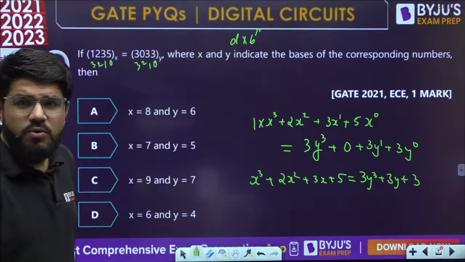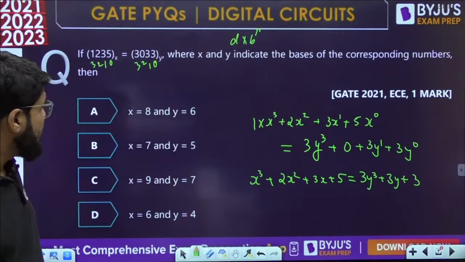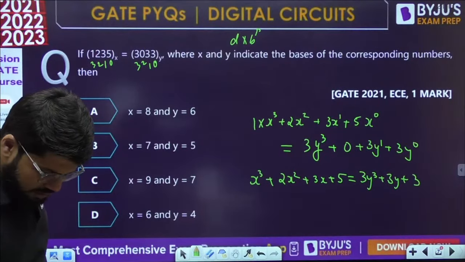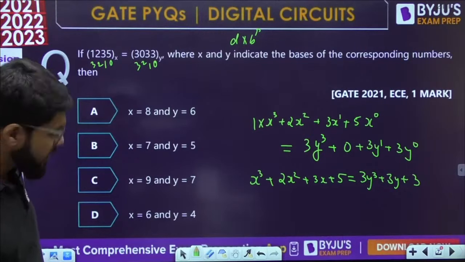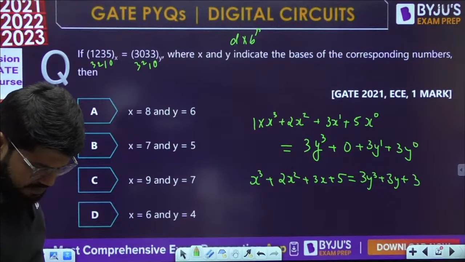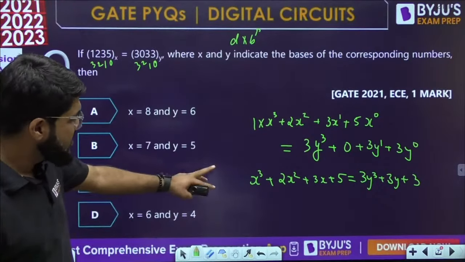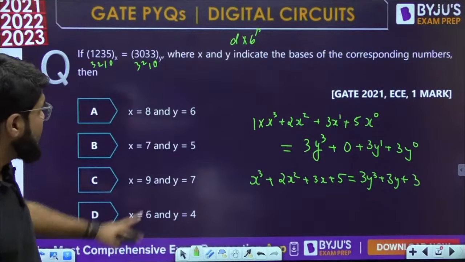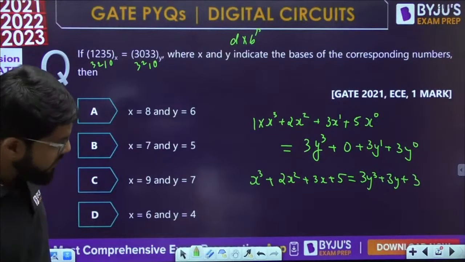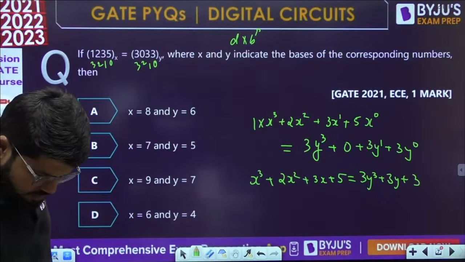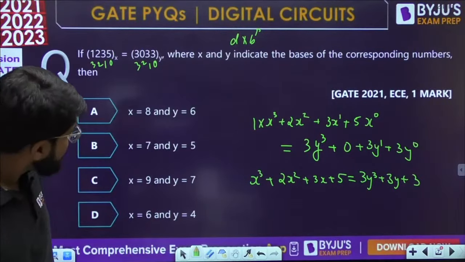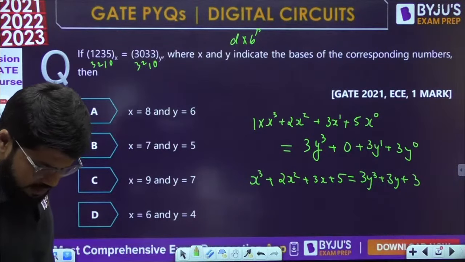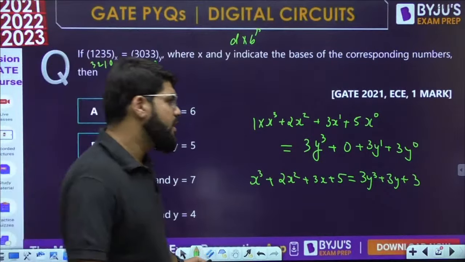Suppose I want to try option number A. So 8 cube, that is 512, plus 2 into 8 square plus 3 into 8 plus 5. That is 669, and we check whether it matches the right hand side, where y is equal to 6. So 6 cube, 36 cube, plus 3 with the value of y as 6. Yes, it matches with option number A.